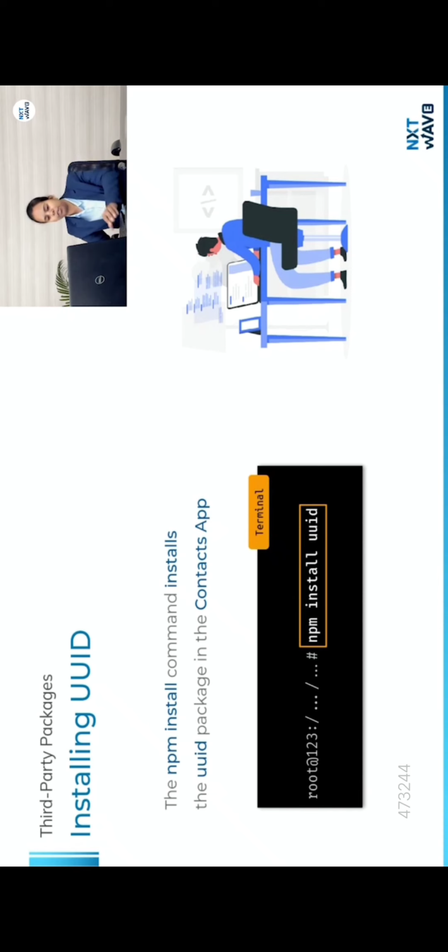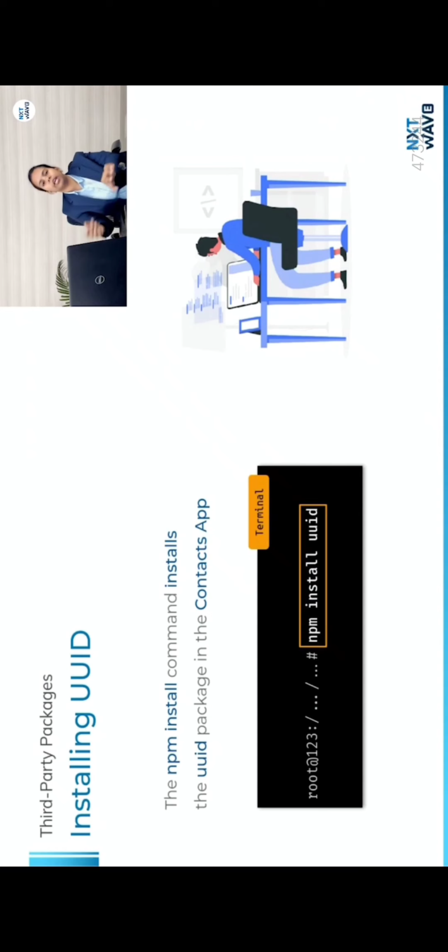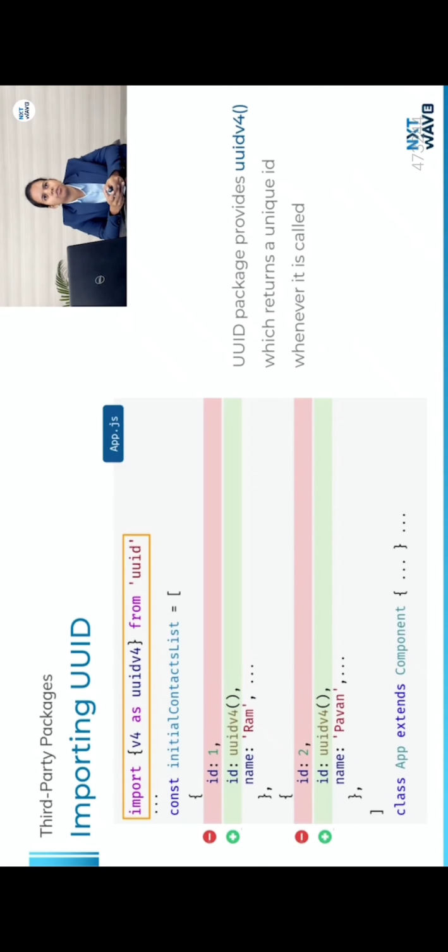Let me install this package now. Let me first go to the terminal. npm install uuid. With this, the UUID package will get installed. You can see it got installed. I'll just run npm start again. So I'm done installing this UUID package. The next thing is, let's make use of it. So far in the initial contact list, we have given ID1, ID2, ID3. Instead of that, let's make use of this UUID package and give a unique ID.